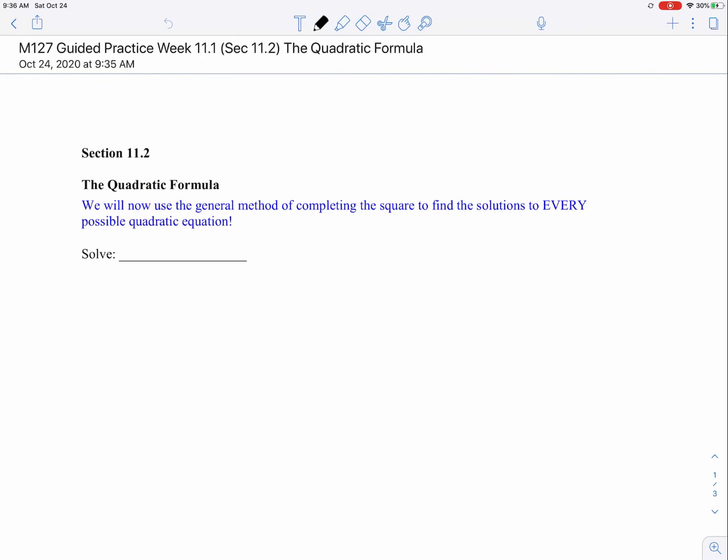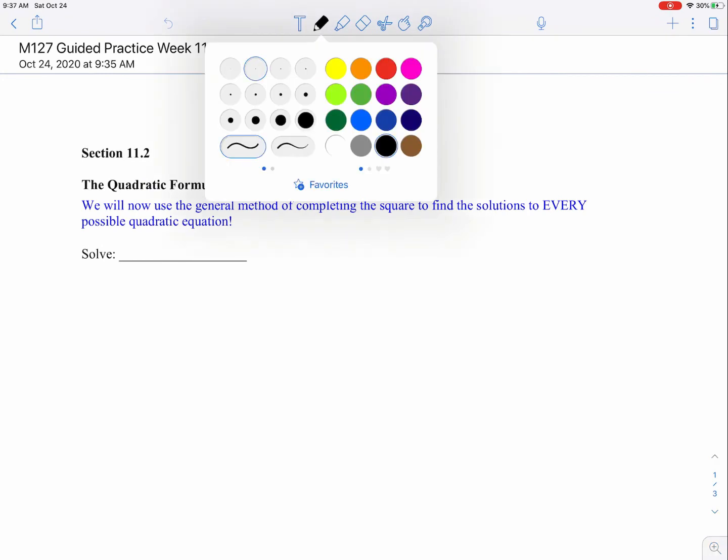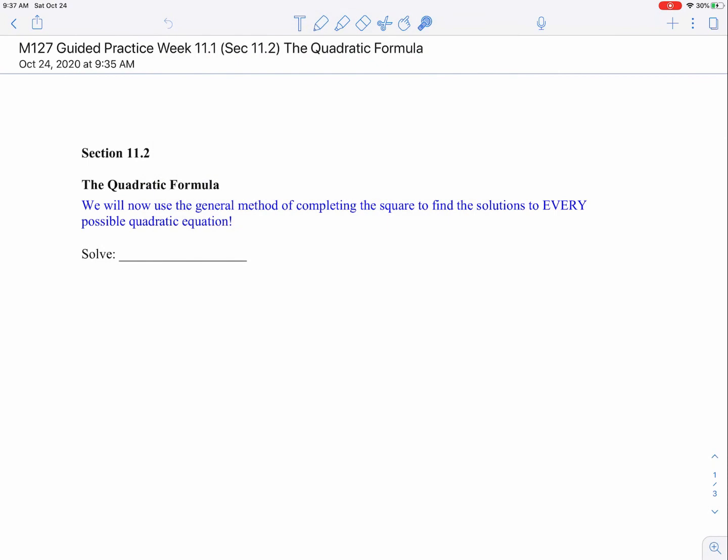All right, folks, let's take a look at the guided practice for week 11.1. This is section 11.2 from your text, the section on the quadratic formula. So let's dive right in here.